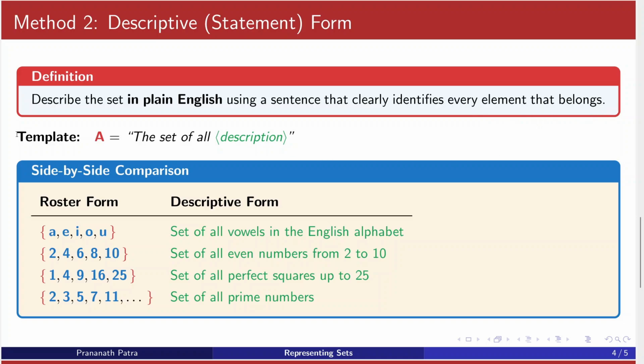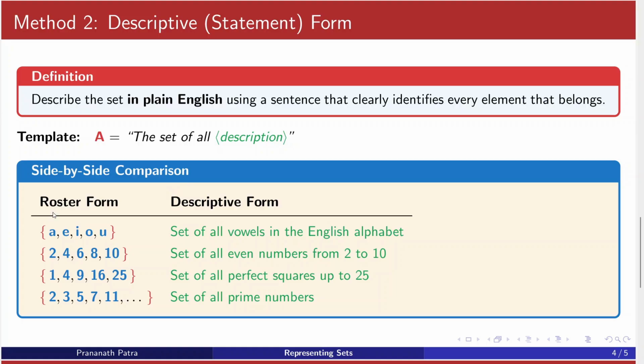The general template looks like this. A equals the set of all, followed by your specific description. The easiest way to understand it is to compare it directly with the roster form we just learned. Let's look at the side-by-side comparison on the screen.